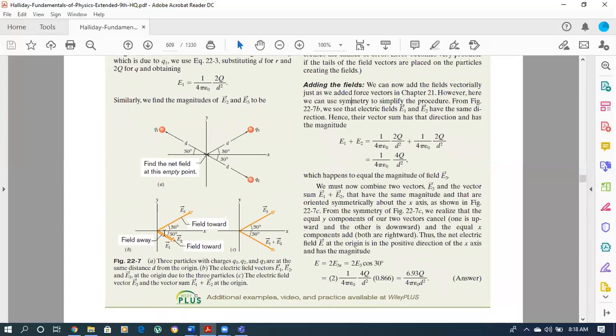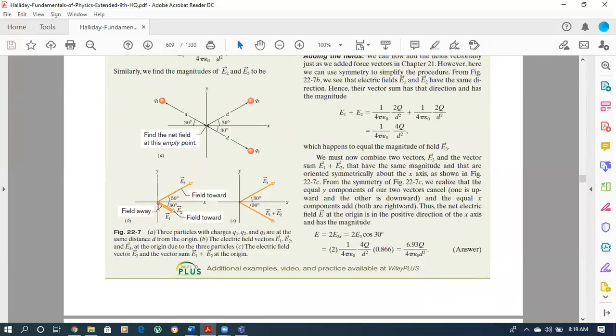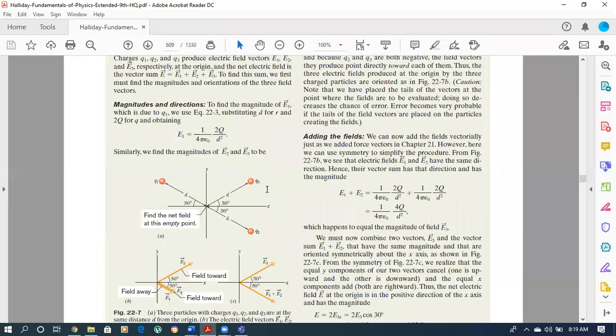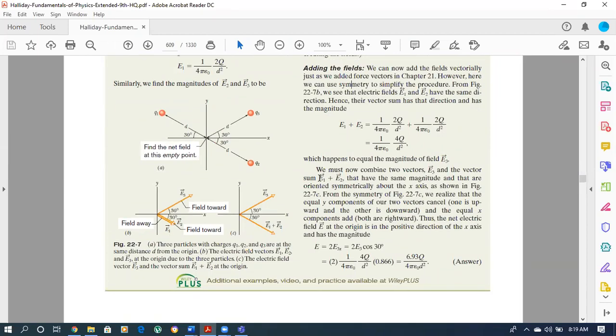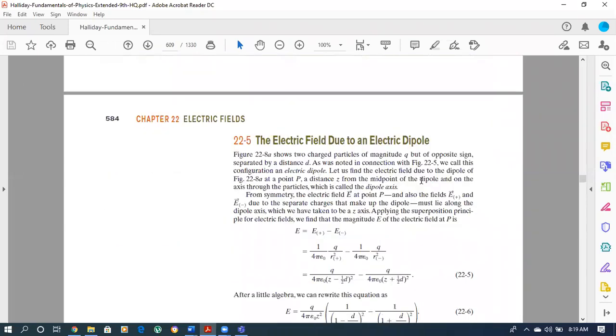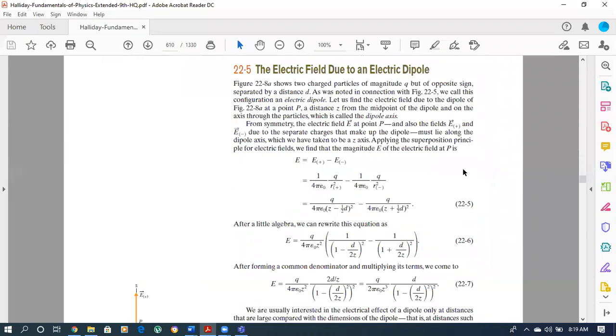So that is why in this figure, the electric fields due to Q1 and Q2 are in the same direction, and they are taken as the sum of these electric fields E1 and E2. So that is why here they have taken the sum of those fields. I hope you have understood this. Yes sir, yes. So similarly, the electric field due to an electric dipole, we have solved this equation.